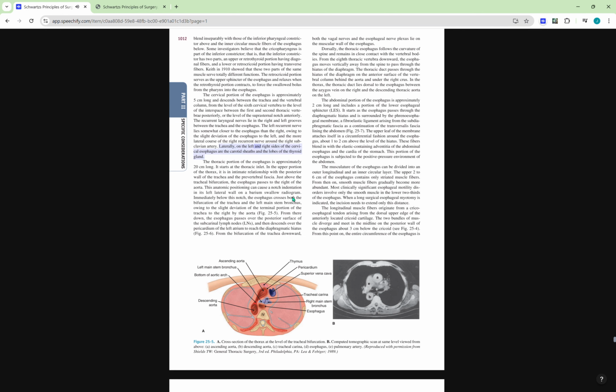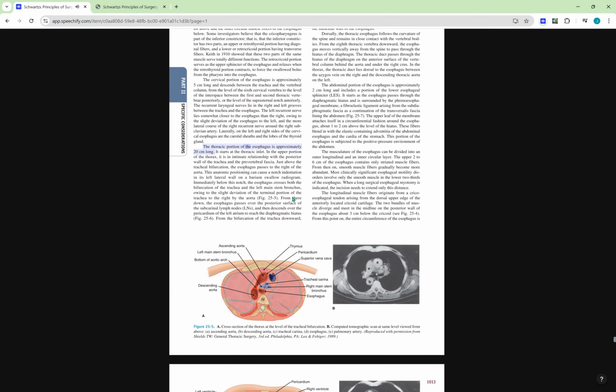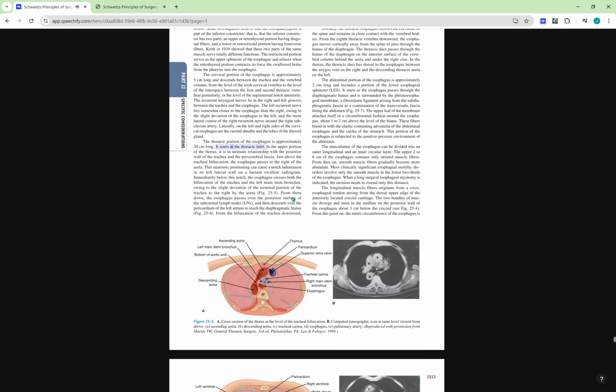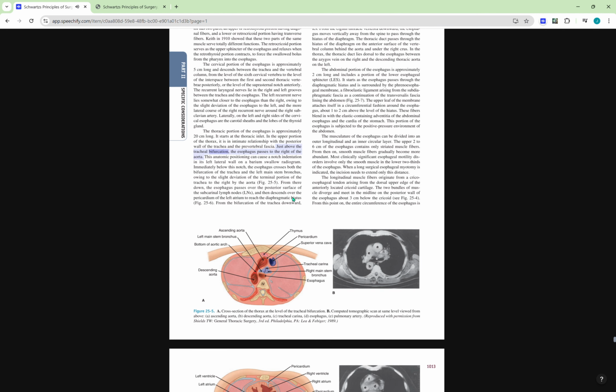Laterally, on the left and right sides of the cervical esophagus are the carotid sheaths and the lobes of the thyroid gland. The thoracic portion of the esophagus is approximately 20 centimeters long. It starts at the thoracic inlet. In the upper portion of the thorax, it is in intimate relationship with the posterior wall of the trachea and the prevertebral fascia. Just above the tracheal bifurcation, the esophagus passes to the right of the aorta.